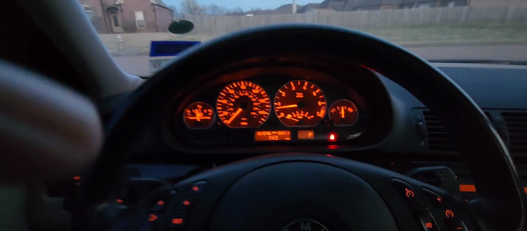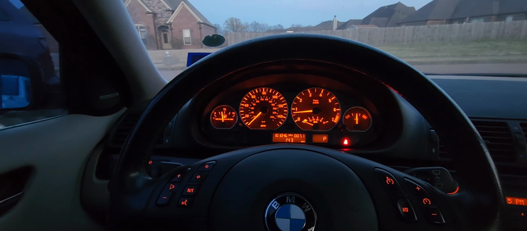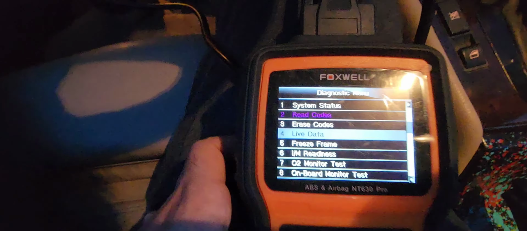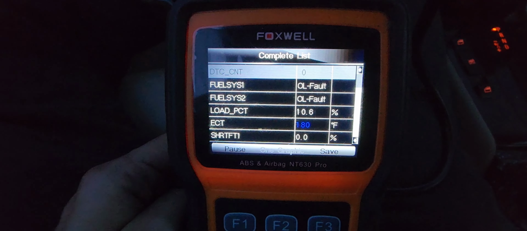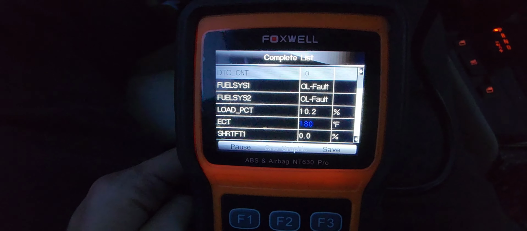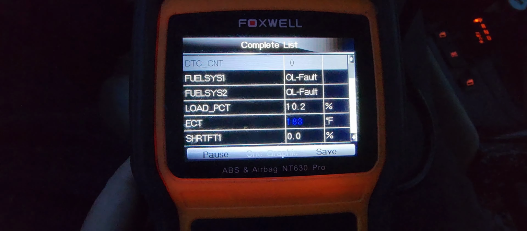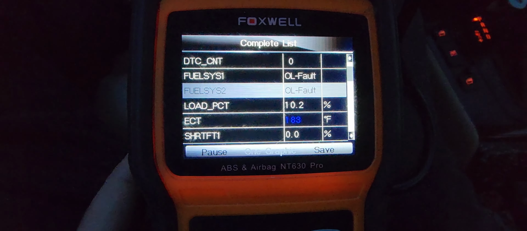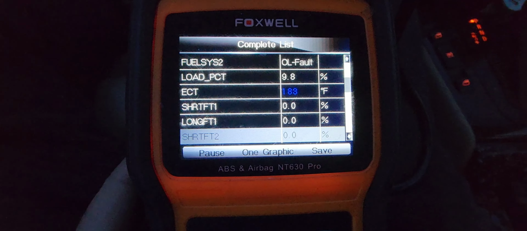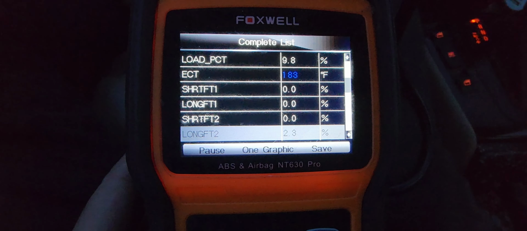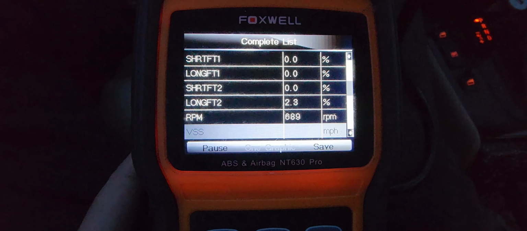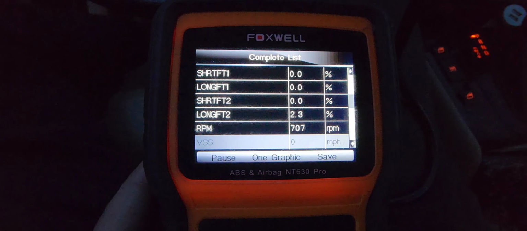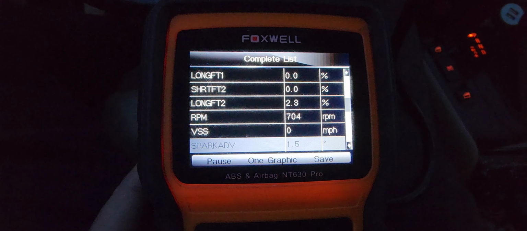Alright, I parked it, and let me plug in the tool really quick. Okay, so I'm going to record the live data on this car. Okay, fuel system OL fault. Fuel system 2 OL fault. Do you guys know what that is? ECT. Let's go down and read the other codes or whatever that is. Please, guys, if you see anything unusual or something's not right, please let me know, so I can look into it, and hopefully that will fix my problem.